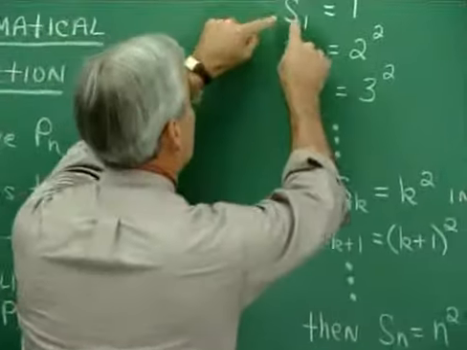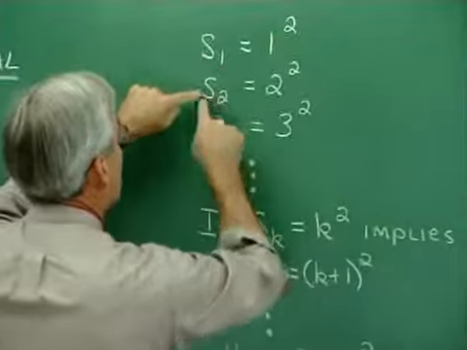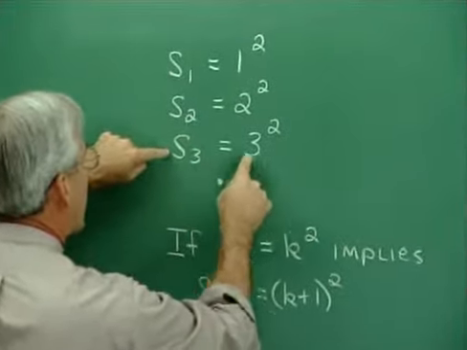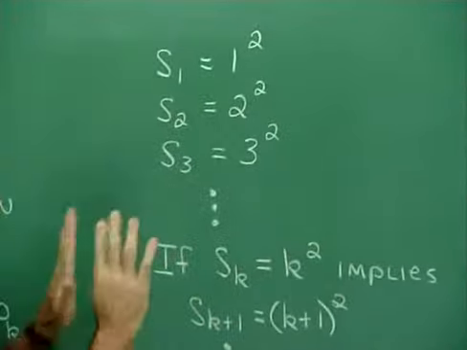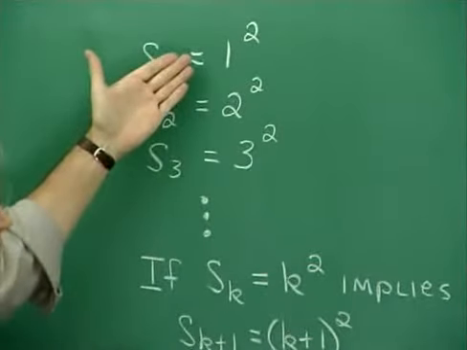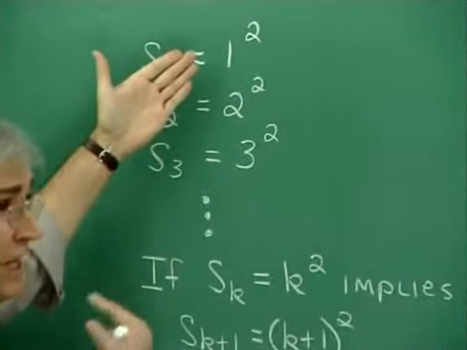We know that the sum of one item is 1 squared. The sum of 2 items is 2 squared. The sum of 3 items is 3 squared. Now, we've shown that the proposition is true when n is 1.